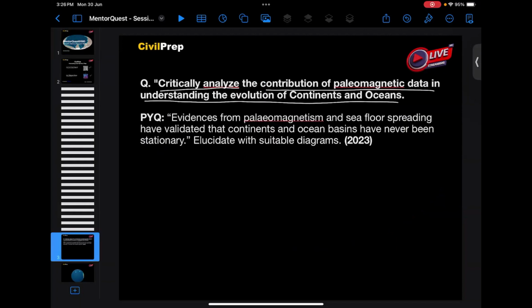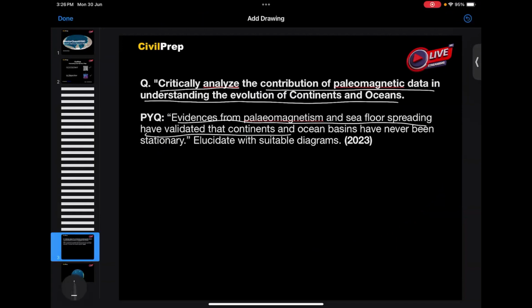Looking at this question, we also have a question from PYQ: evidences for paleomagnetism and seafloor spreading have validated that the continents and ocean basins have never been stationary. Elucidate with suitable example and diagram. This question was asked in 2023. Guys, you can stop the video and write the answer. After writing, do provide your answer in PDF form or in the comment box, and we'll discuss it.